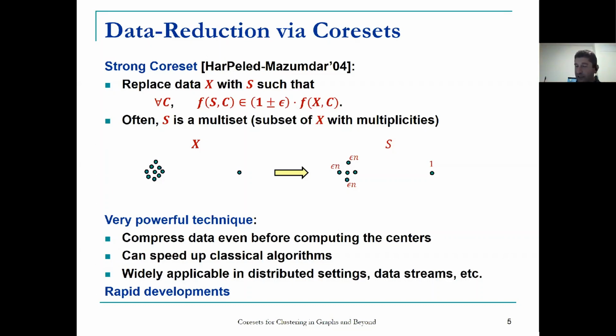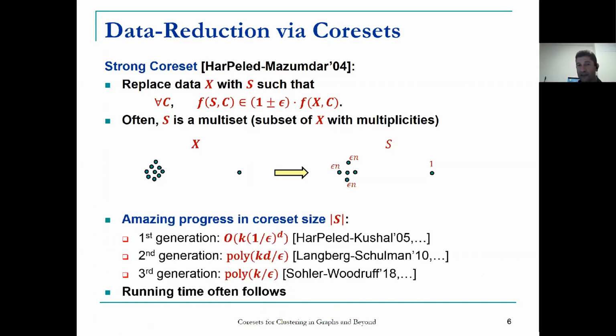Okay, so this is widely applicable. There are also applications for this concept in distributed settings, in data streams, because, for example, in distributed settings, instead of sending a big data set, you send a small data set, and so on. And this area, this problem or setup, has attracted a lot of work, and there has been a rapid development, a lot of results. So here I'm focusing, remember, on the Euclidean case.